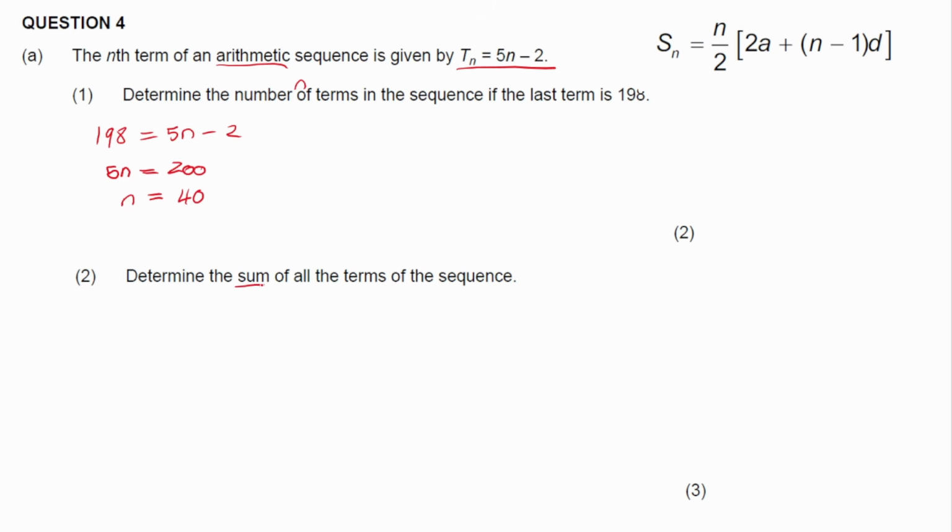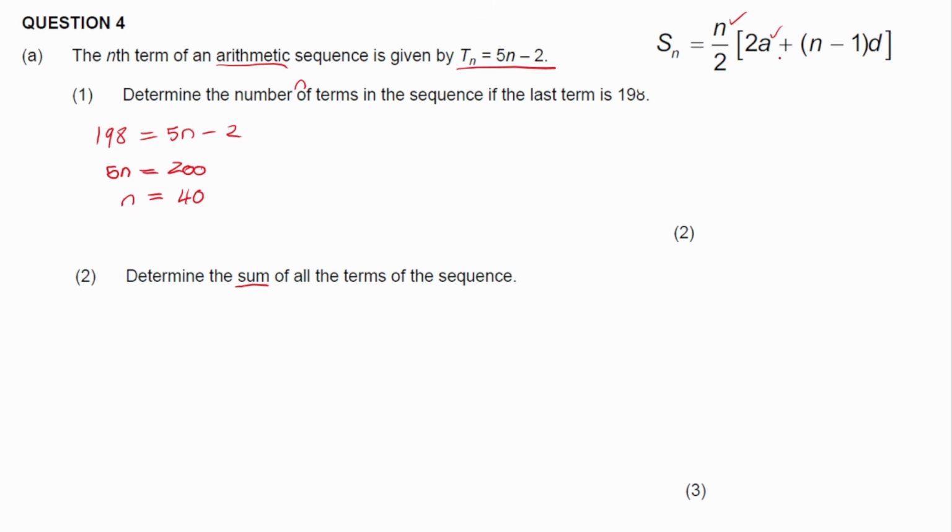Then they say determine the sum of all the terms in the sequence. So for an arithmetic sequence, you get this formula in the top right on your formula sheet. I've just given it here for reference. Okay. So we know n is the number of terms. a, we don't know, but we can find.